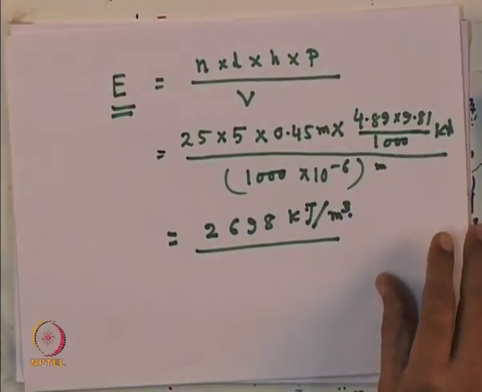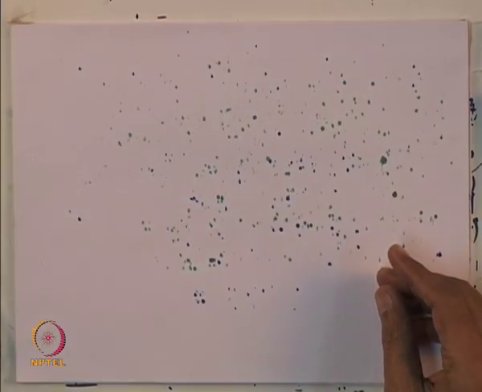The energy can also vary and depend upon the type of mold we use, whether you use the standard Proctor mold or the modified Proctor mold. In case of the modified Proctor mold, the compaction energy is about 4.5 times that of the standard Proctor test.